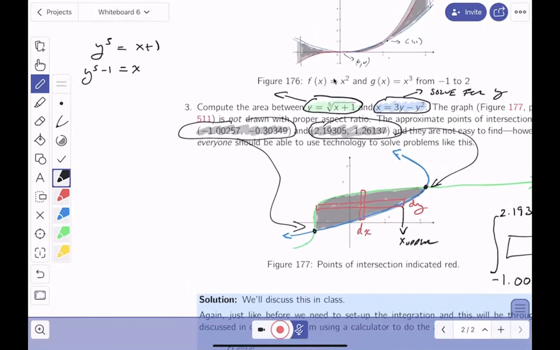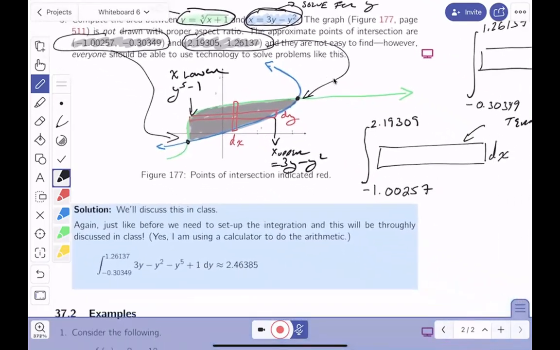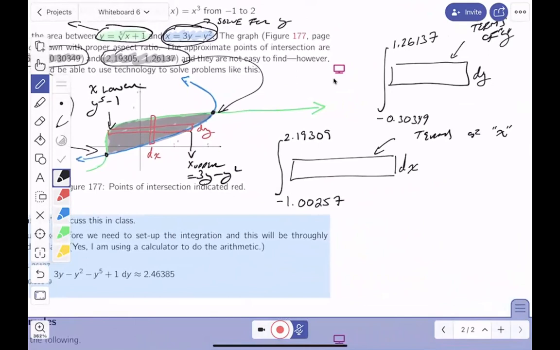Which of those two curves is the upper curve? It's the quadratic. So x upper is equal to 3y minus y squared. All right, let's look at the lower part. This is x lower. What's the lower part? It's that fifth degree root problem. So what do I get? x lower is x equals y^5 minus 1. So I'm going to use the dy in the problem. This one's too much work. Could it be done? Yes, but to me, it's too much work.